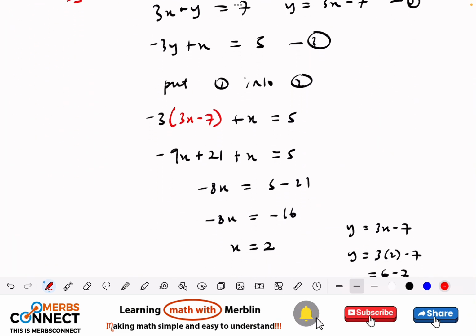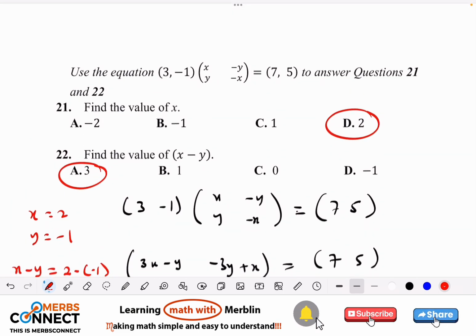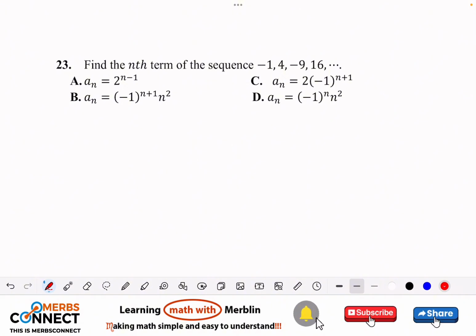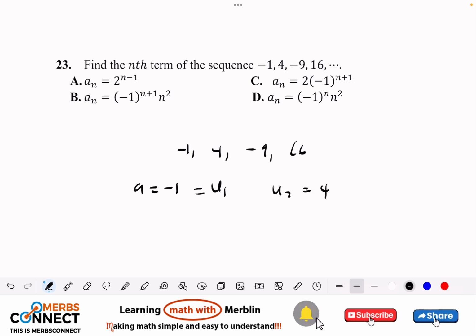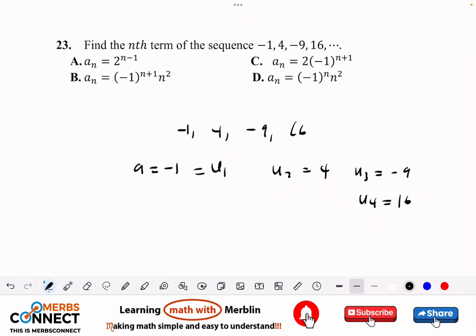Good. So this is how you can go through the process for 21 and 22. Let's look at 23. So here we need to know that the sequence is minus 1, 4, minus 9, and 16. A is minus 1, that is U1. U2 is 4, and U3 is minus 9. U4 is equal to 16. So I'm not going to do any calculation here.